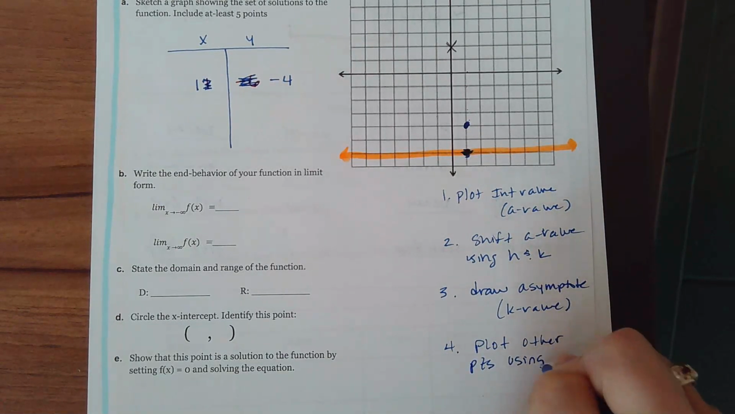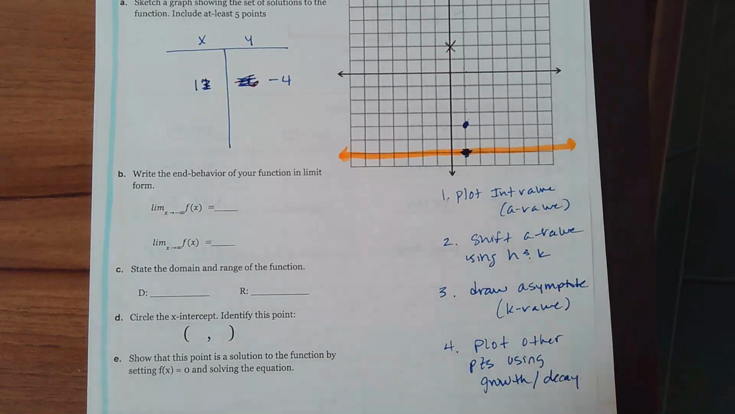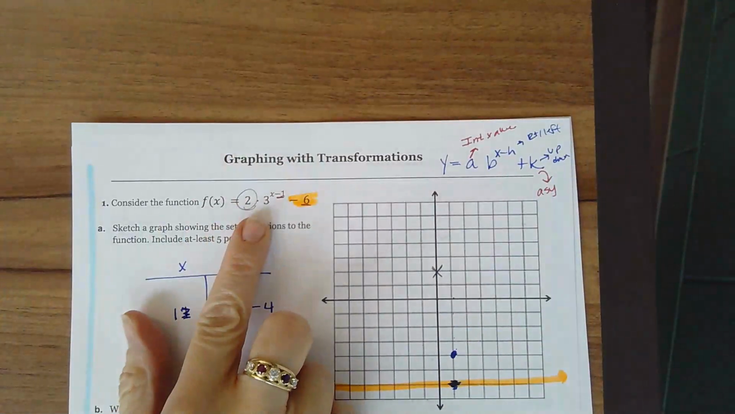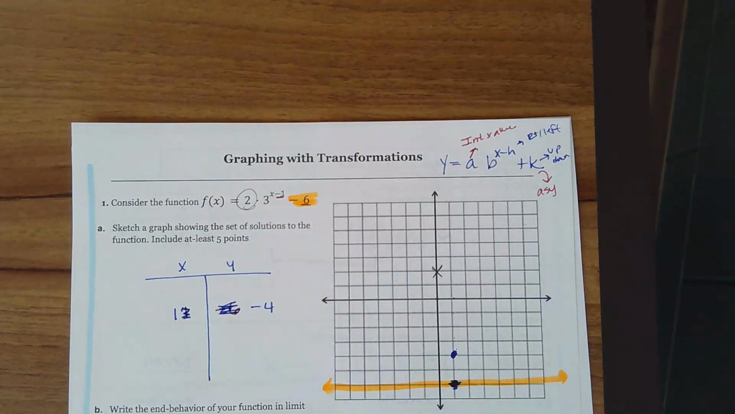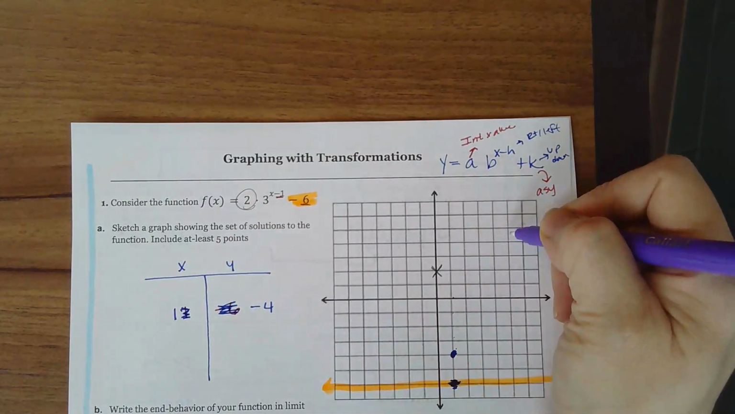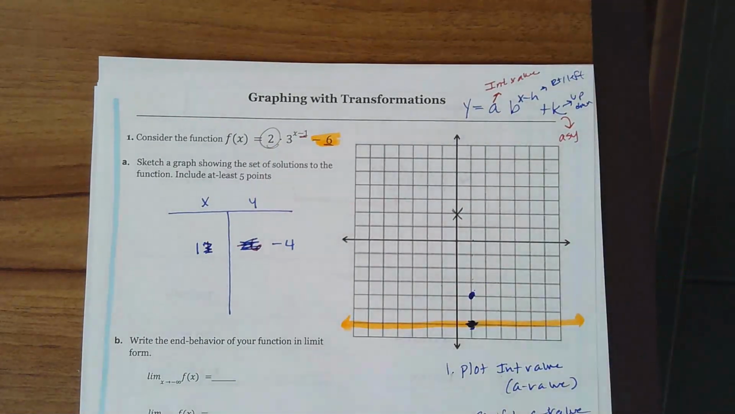And you're going to be using what I'm going to call growth versus decay. In other words, your graph is increasing or decreasing based on that b value, right? We know from this equation here that the b value is the number being raised to x, right? So this graph should be increasing from left to right. So it should be approaching this asymptote, but increasing.